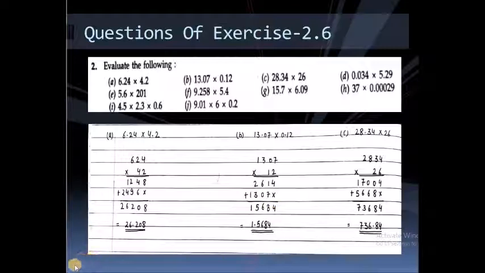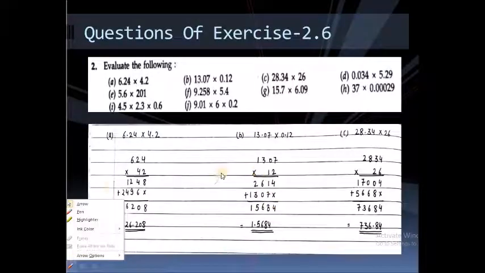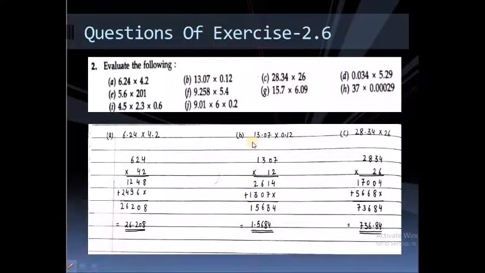So I will count. Here how many digits do I have after the decimal? 2. And here how many digits after the decimal point? Again 2. So the total will be 4 digits. So from the right I will leave 4 digits and put my point in the answer.